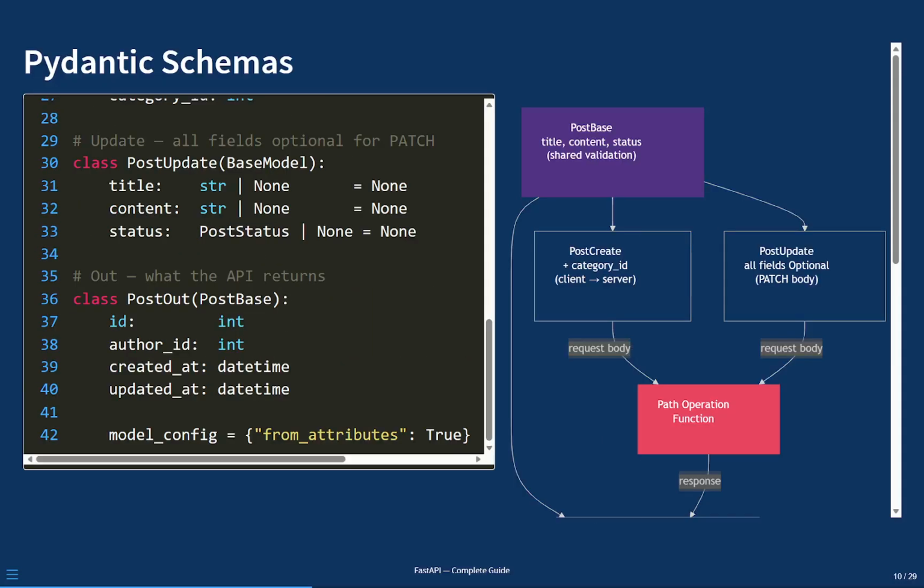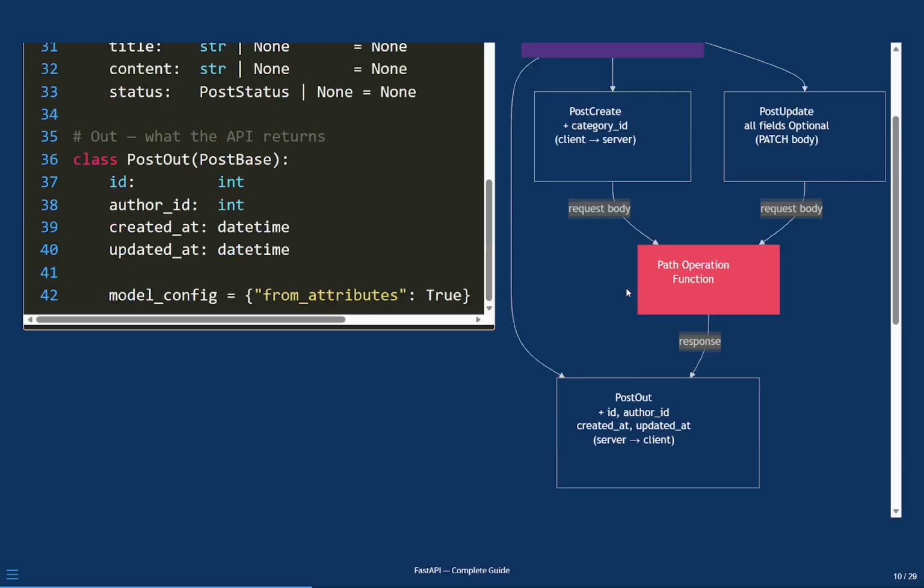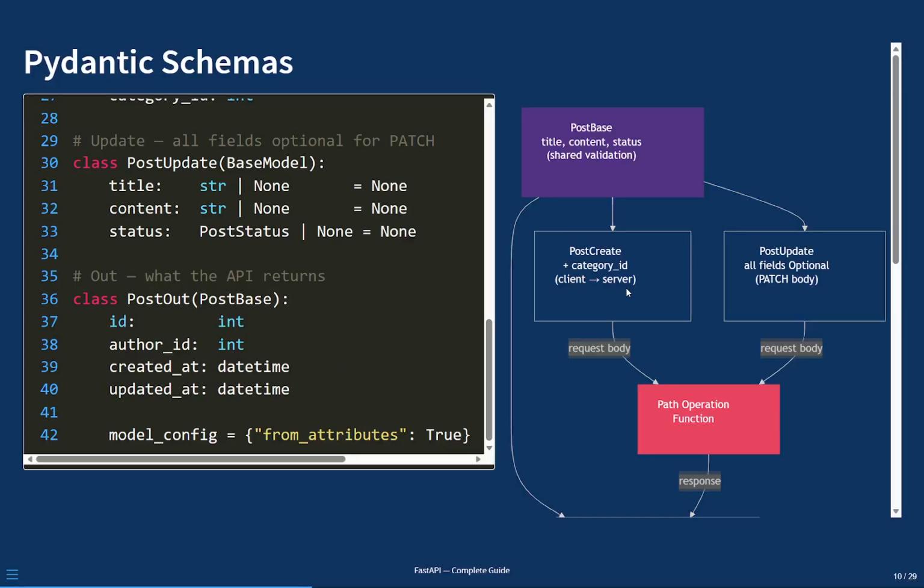Click. The diagram shows the flow. Create and update schemas flow inward from client to endpoint. Out schema flows outward from endpoint to client. Base sits at the top, providing shared logic to both.